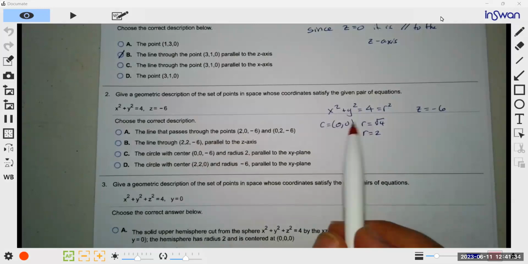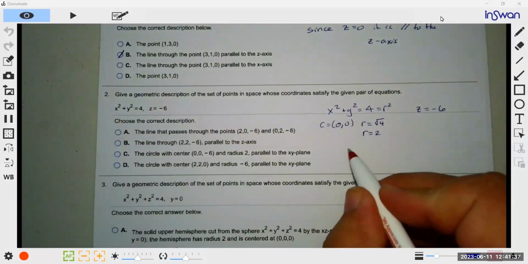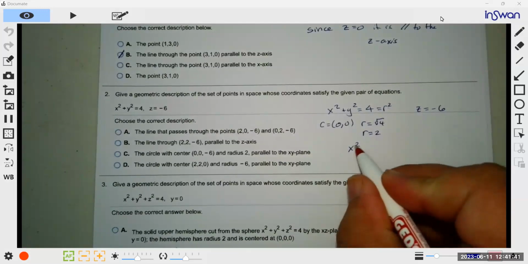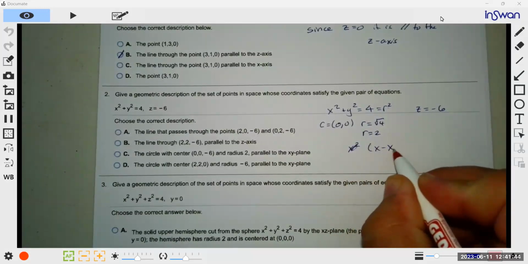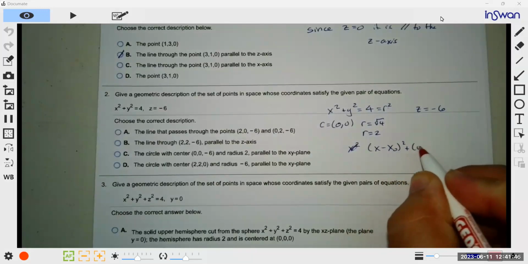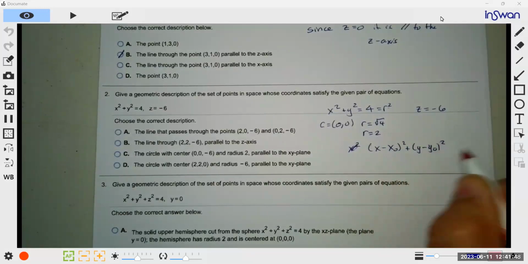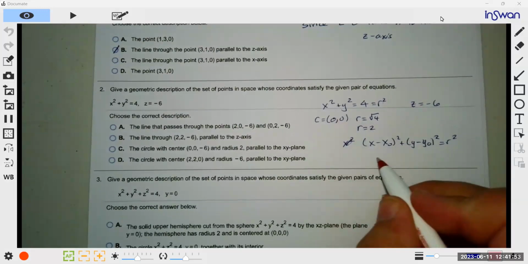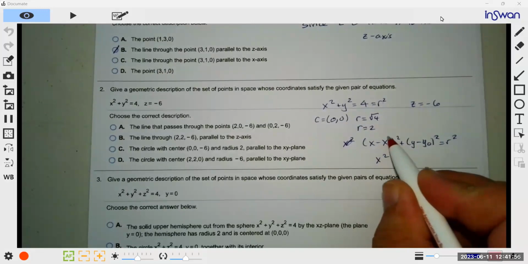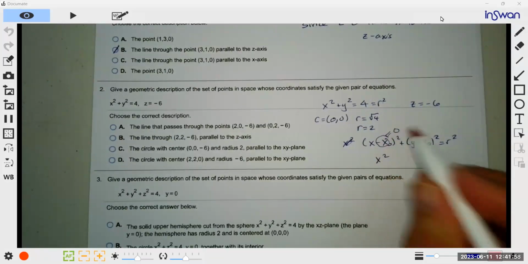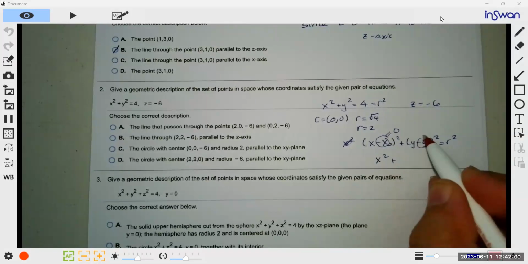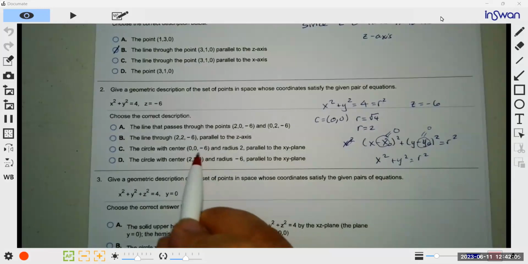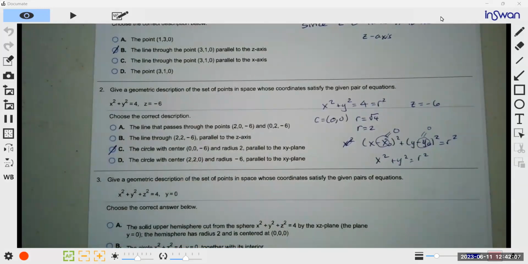Since the center is at 0, 0, remember, the equation of a circle is x minus x sub 0 squared, y minus y sub 0 squared equals radius squared. Since we have x squared, the only way that could be is if that equals 0. Likewise, if that equals 0. So it's 0, 0. The answer is C.